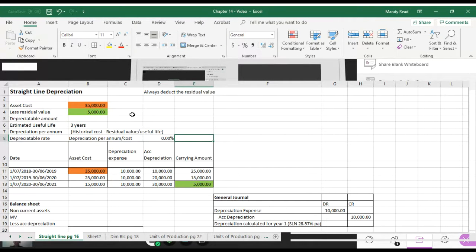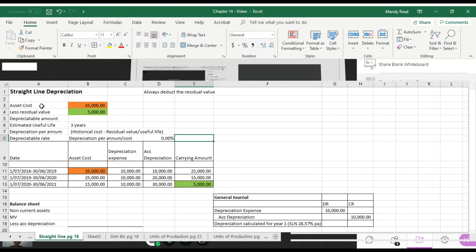Hello everyone. Today we're looking at straight line depreciation. I am working through the example in your resource book on page number 16. Straight line depreciation means that the depreciation per month per annum stays exactly the same. We purchase the asset on the 1st of the 7th, 2018.